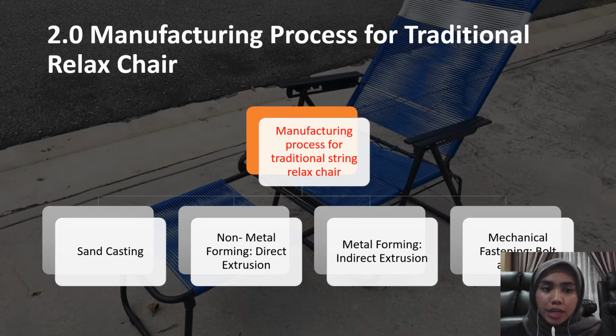So we have agreed that there are four manufacturing processes that will be included to manufacture this traditional string relaxed chair. The first process is sand casting. Second is non-metal forming, which uses direct extrusion. Next is metal forming, which uses indirect extrusion. And last but not least is mechanical fastening, which is the joining process using bolt and nut.